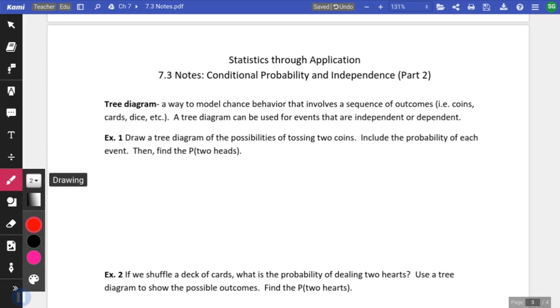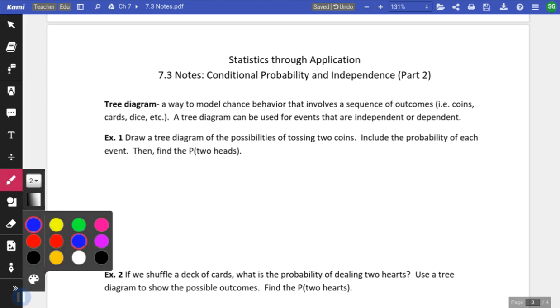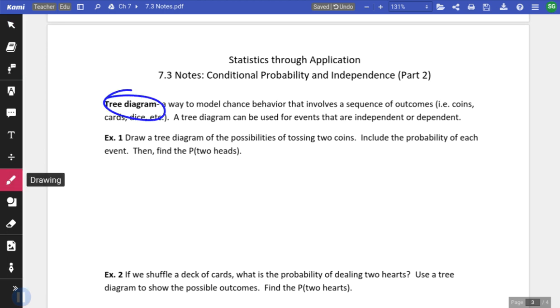So we're focusing on tree diagrams, and we've done a little bit of this. Sometimes I'll show you a tree diagram to help make sure you're getting all the sample space. We're going to add probabilities into the diagram. So we're going to toss 2 coins.